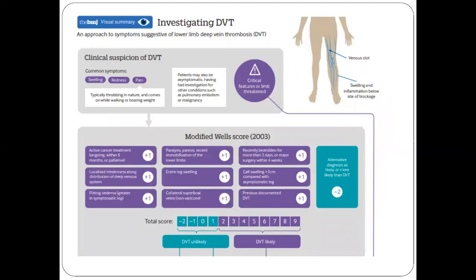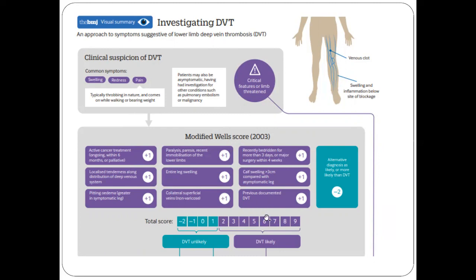And coming to the summary, the common clinical symptoms which give us suspicion of DVT are swelling, redness, pain, typically throbbing in nature and coming on while walking and bearing weight. Patients may also be asymptomatic, having had investigations for other conditions such as pulmonary embolism or malignancy. And we do check the modified Wells score in these cases.